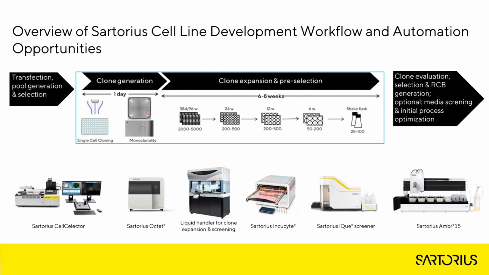The subsequent clone expansion and pre-selection consists of frequently recurring time-consuming and labor-intensive tasks, which is ideal for automation applications, including automatic liquid handling, automatic product titer measurement in our Sartorius octet systems, further cell line analysis in the Sartorius InQSight or IQ screener instruments, and finally, to evaluate and select the best clones for RCB generation, our Sartorius Amber 15 systems for automatic fed batch process runs of up to 48 cultures in parallel.